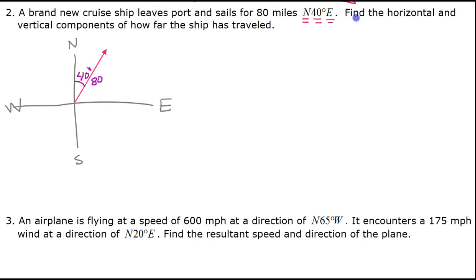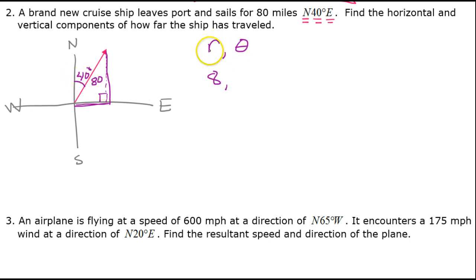So now we're supposed to convert this over into horizontal and vertical components. In other words, if we were to make a right triangle out of this, we're supposed to find the horizontal change and the vertical change. Well, look. We often talk about a vector in terms of the magnitude and the direction, r and theta.